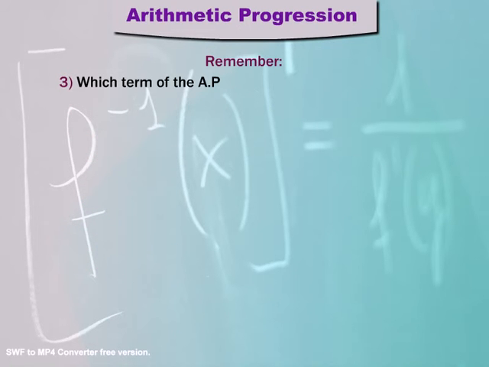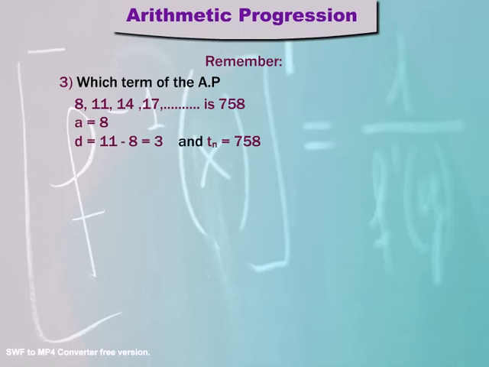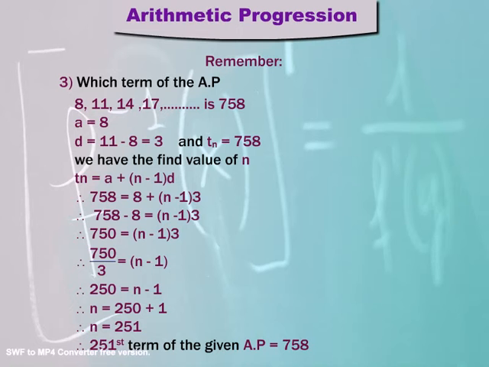3. Which term of the arithmetic progression 8, 11, 14, 17, and so on is 758? A equals 8, D equals 11 minus 8 equals 3, and Tn equals 758. We have to find the value of n. Tn equals A plus n minus 1 into D. Therefore, 758 equals 8 plus n minus 1 into 3. Therefore, 758 minus 8 equals n minus 1 into 3.